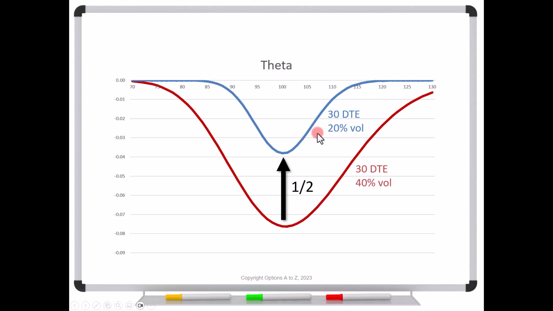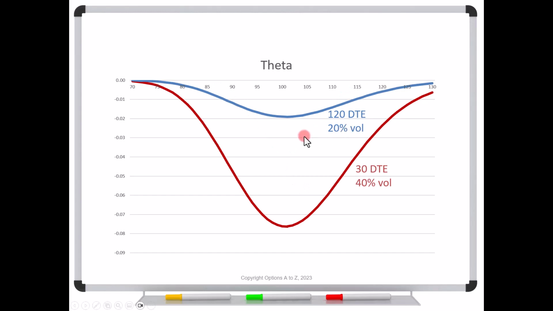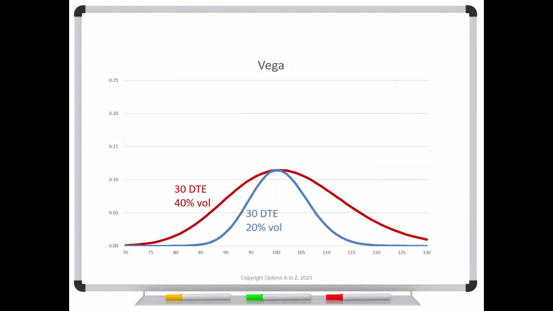But what's going to happen if we go to 120 days with 20% volatility? Well, now because we're going out further in time, we're going to cut that in half again. So now our time decay, or the theta, is only 1/4 the amount of the higher volatility stock. So we've paid the same amount, we have the same characteristics across the board, but we also have 1/4 the time decay. But there's a trade-off, and that is going to be in Vega.